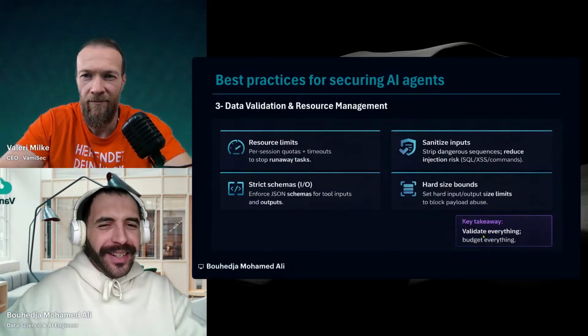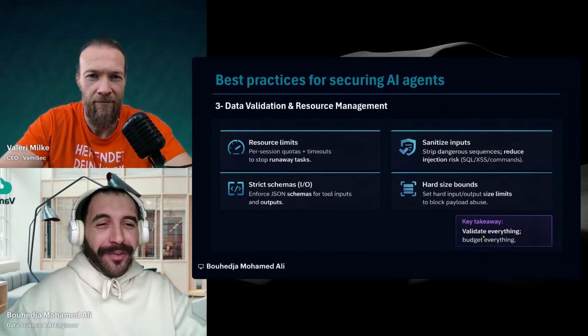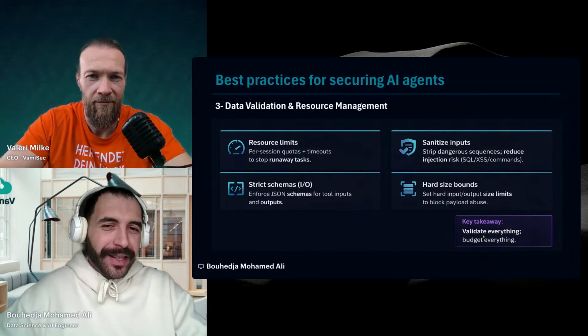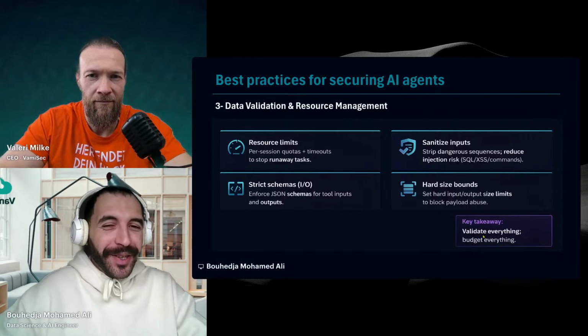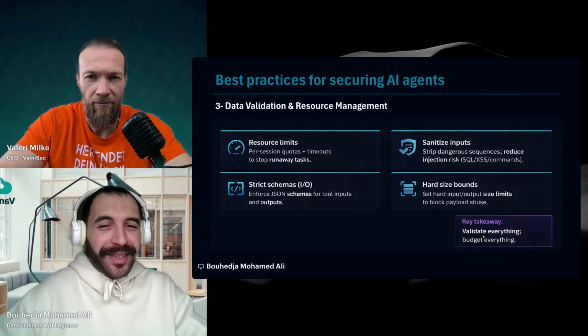The theme here is controlling both what goes in and out of the system and how much an agent is allowed to do. That's basically the whole point here. So we first enforce resource limits, use per-session quotas and timeouts to prevent runaway tasks, so an agent can't loop endlessly or consume unlimited resources.